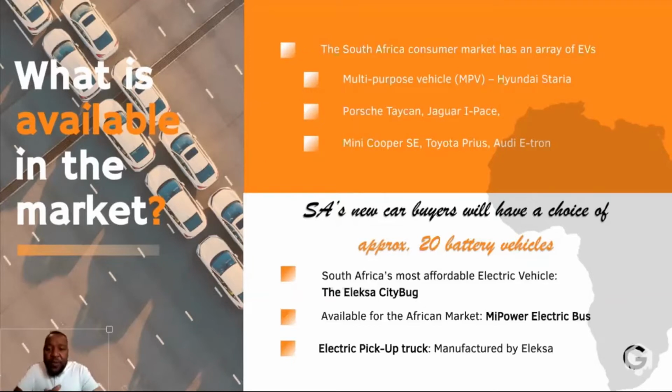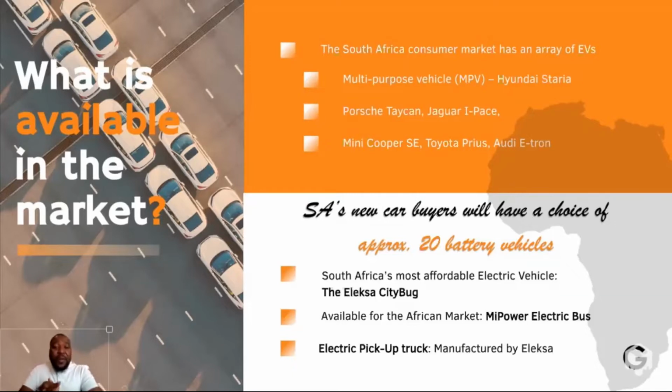And then further, we've got other vehicles. We've got the Mini Cooper SE, the Toyota Prius, the Audi e-trons. Those are the vehicles that are currently on the market. But also to mention, we do have a few that are now more suitable for our day-to-day last mile delivery industries. For example, we've got the MyPower electric minibus. We've got the electric pickup, as it says there, which is manufactured by EVSA.